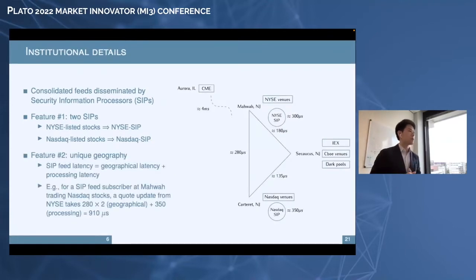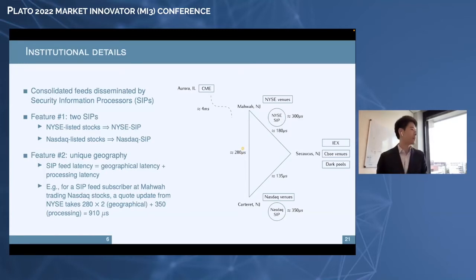The second feature of the current consolidated tape in the US is a very unique geography. Here is a triangle area in New Jersey. The two SIPs, the NYSE SIP and the NASDAQ SIP, and the different national exchanges are located in this New Jersey triangle. Here in Mahwah, you have the NYSE venues and the NYSE SIP. Down here in Carteret, you have the NASDAQ venues and the NASDAQ SIP. And here in Secaucus, you have the dark pools, IEX, and CBOE venues, for example BATS.